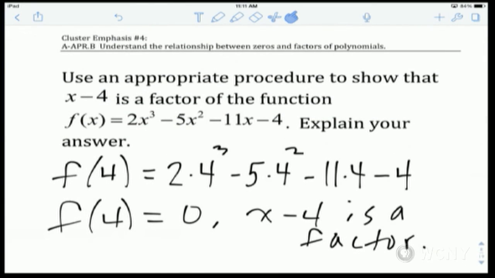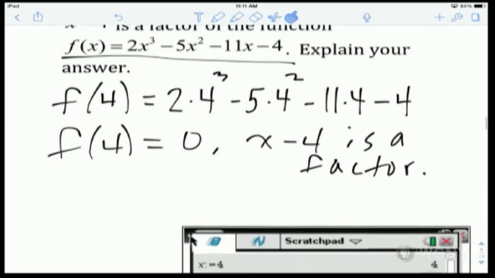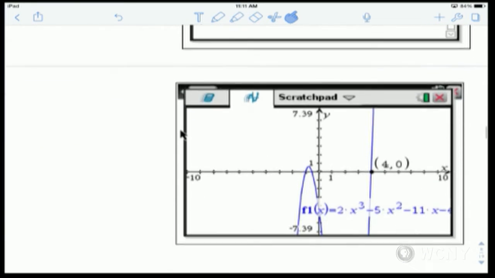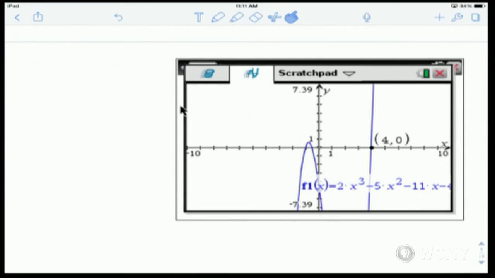You could also recognize that anytime you see f of x, that's something that can be graphed, and you do graph these a lot in Algebra 2. When you graph that, if x minus 4 is a factor, then x equals 4 will be a 0. So let's look at a graph of that. So here's a graph of our function, f of x, and in fact, when you look carefully at it, it crosses the x-axis at 4, 0. So x equals 4 is a 0, so x minus 4 is a factor. That's the second way you can approach this.